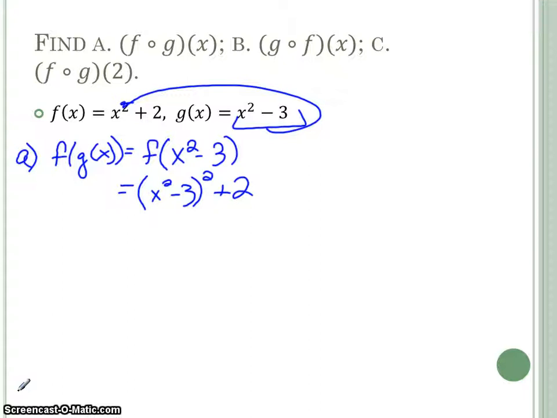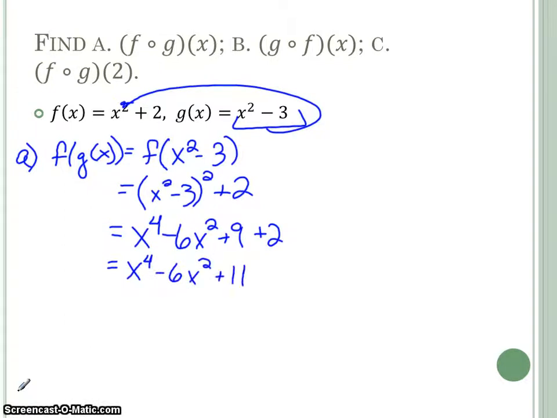All right, to square x squared minus 3, what do we have to remember to do? FOIL. So don't just tell me that it's x to the 4th plus 9. That's not right. Because if you FOIL this out, you get x to the 4th minus 6x squared plus 9. So don't forget your OI and your FOIL. And then we still got that plus 2 trailing afterwards, which if we combine our like terms a little bit, x to the 4th minus 6x squared plus 11.